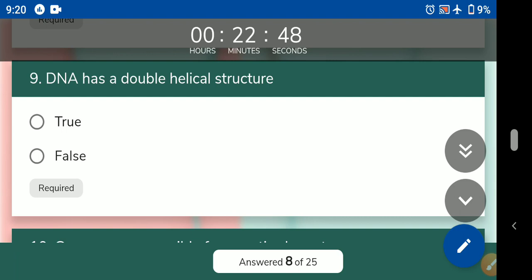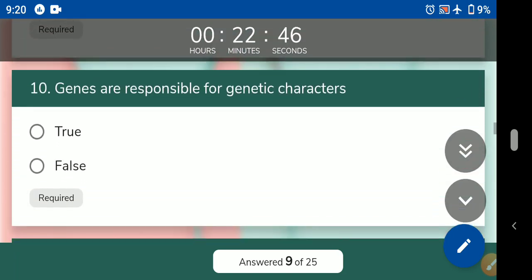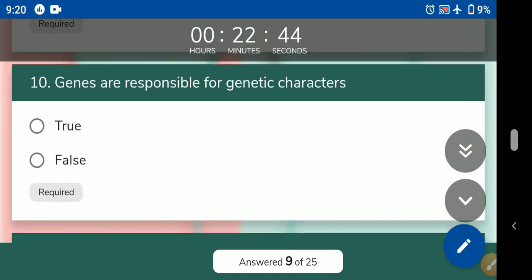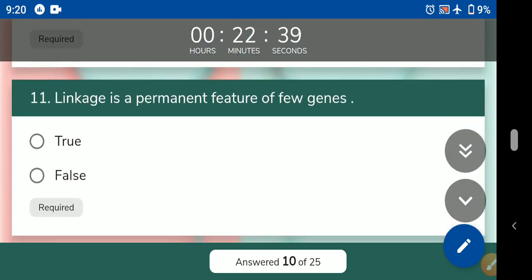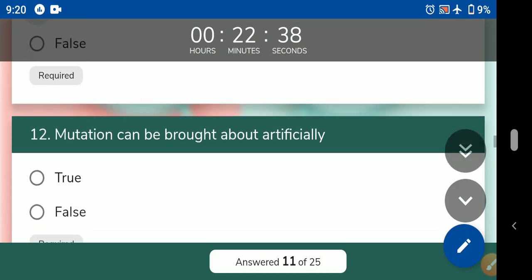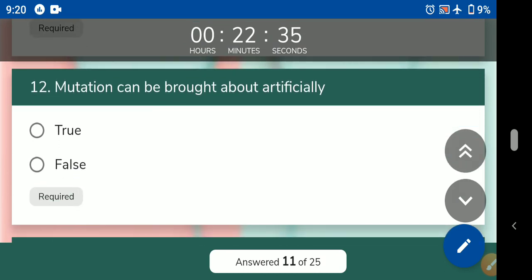DNA has a double helical structure. It's true. Genes are responsible for genetic characters. It's true. Linkage is a permanent feature of few genes. Yes, true. Mutation can be brought about artificially. Yes, we can have mutation artificially with the help of X-rays, nuclear reactors, UV rays, etc.